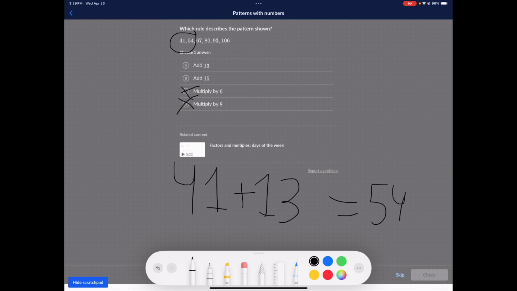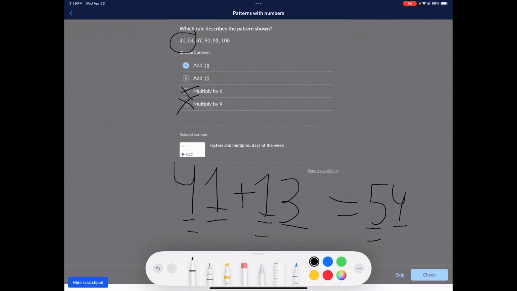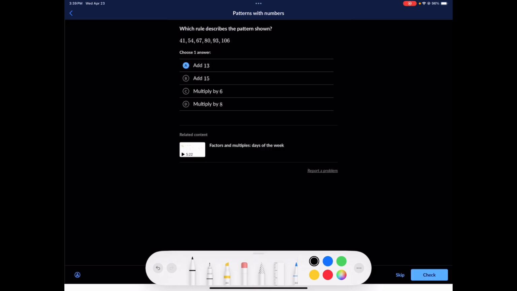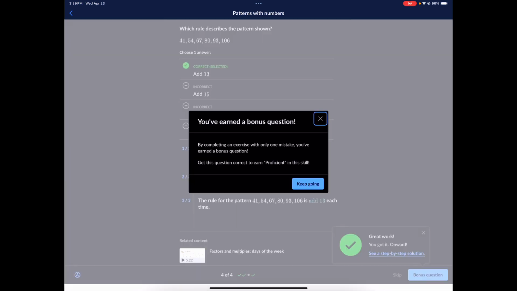It'll be 13. Because we have 1 and 13 is 4, and then 4 and 1 equal 5. So our pattern here is adding 13. And if we look at the other numbers, they also add to 13. So you can check that if you want, but we only have to do 1 to validate our answer.